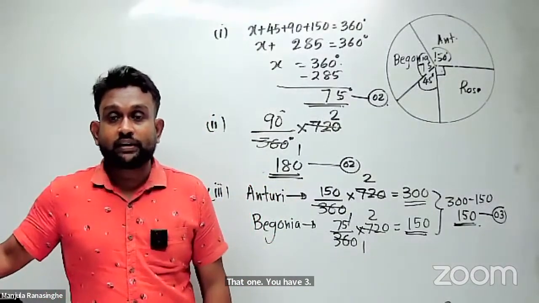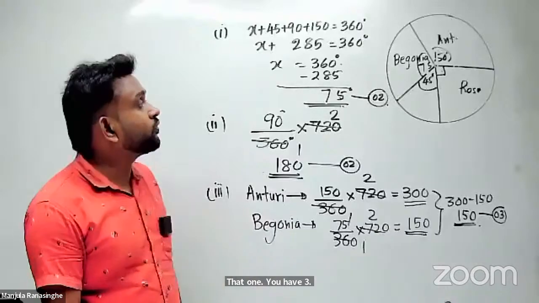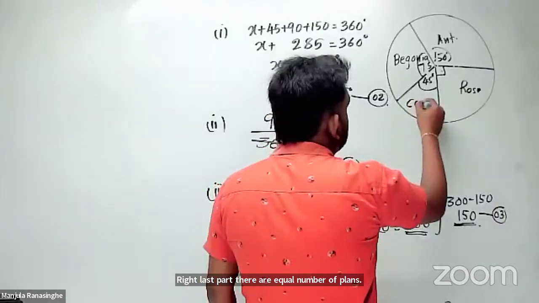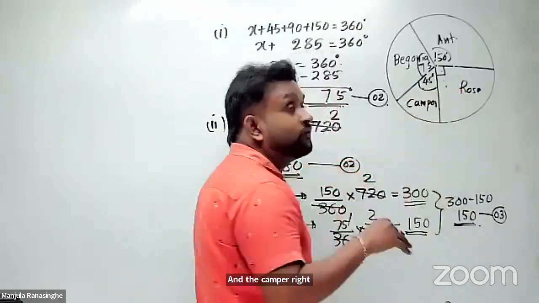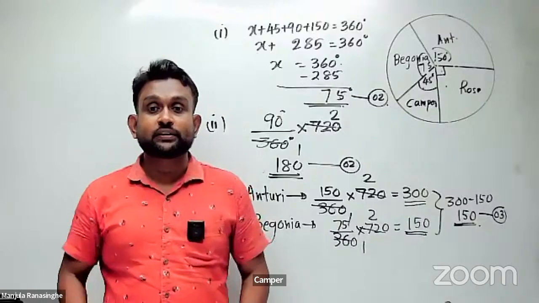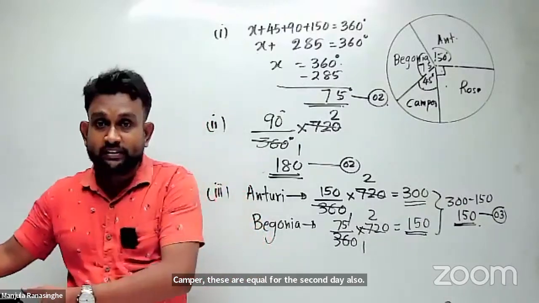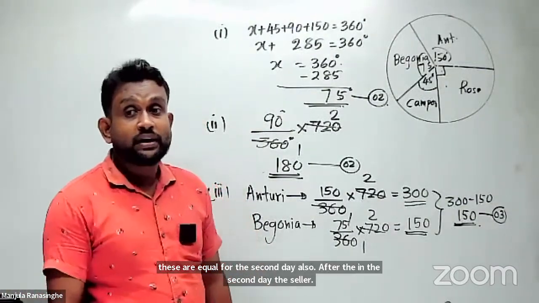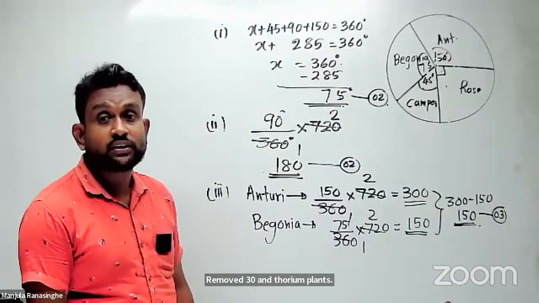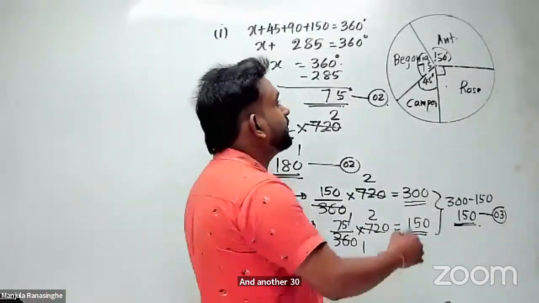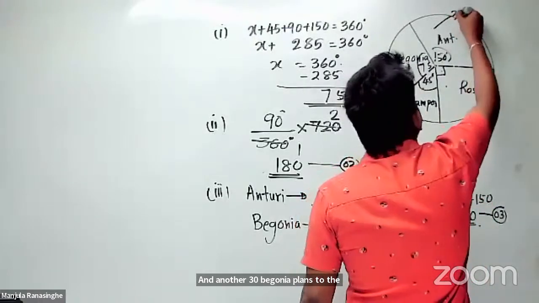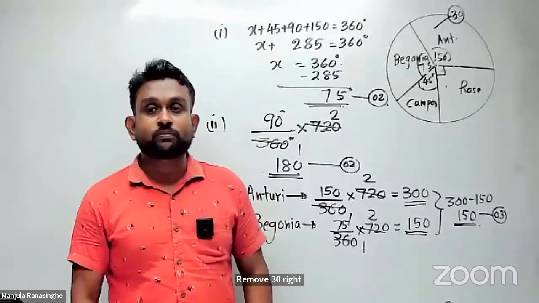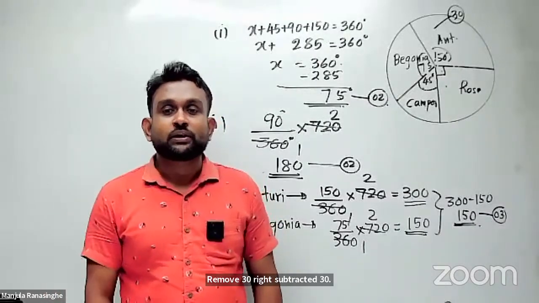Right, last part. There are equal number of rose plants and the camper. These are equal for the second day also. In the second day, the seller removed 30 anthurium plants and another 30 begonia plants were added to the exhibition, right? Here from anthurium, remove 30, subtracted 30 anthurium plants and add another 30 to the begonia plants.